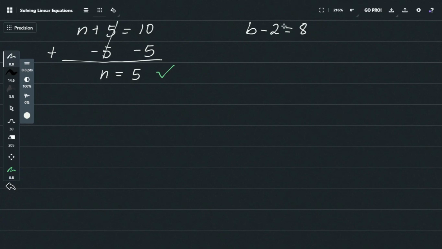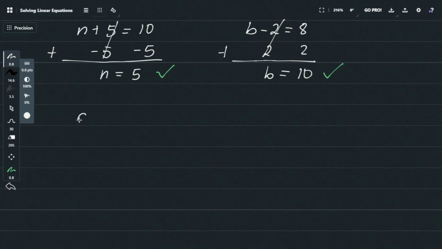Here we have to find the additive inverse of negative 2, which is positive 2. So we're just going to add both sides by its additive inverse, and then we're just going to cancel this out. So we have b is equal to 8 plus 2, which is just equal to 10. So the final answer is positive 10. So let's have another example.